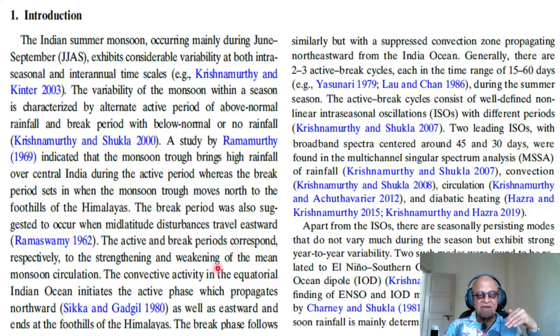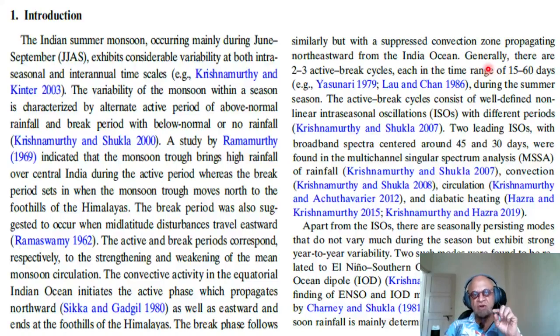The active and break periods correspond respectively to the strengthening and weakening of the mean monsoon circulation, which is the southwesterlies that I mentioned. The convective activity in the equatorial Indian Ocean illustrates the active phase which propagates northward that I mentioned before, as well as eastward, and ends up at the foothills of the Himalayas. The break phase follows similarly, but with a suppressed convection zone propagating northeastward from the Indian Ocean, just eastward versus northeastward. Okay, so there are boreal summer intraseasonal oscillations, and there are northward propagations.